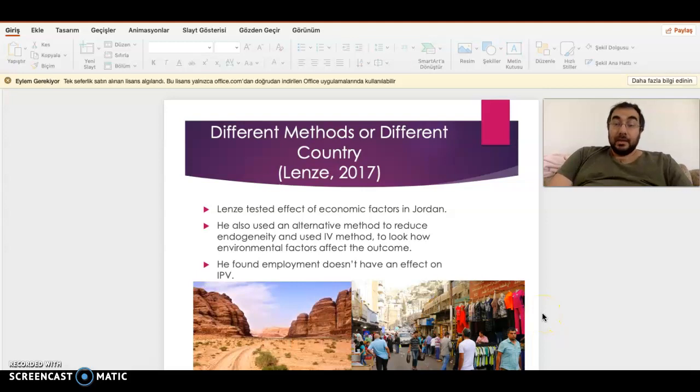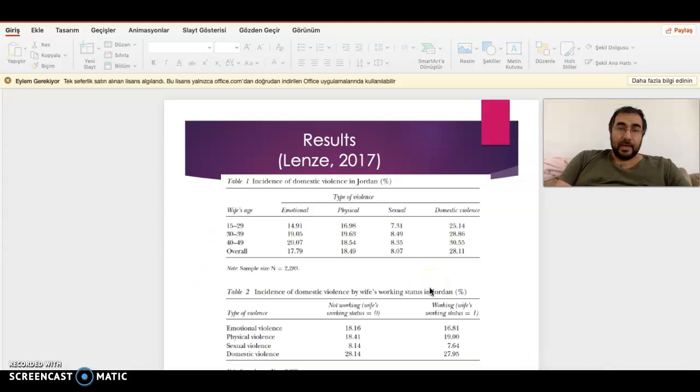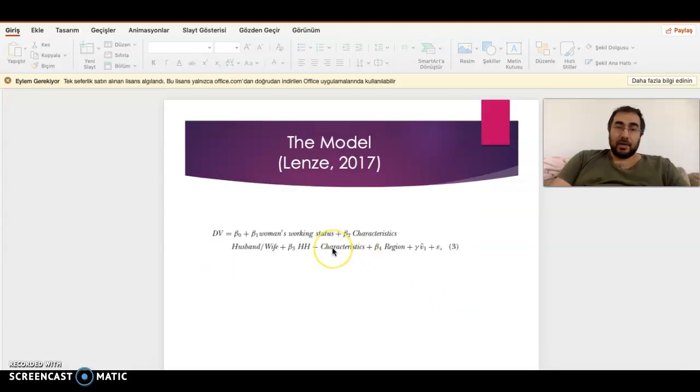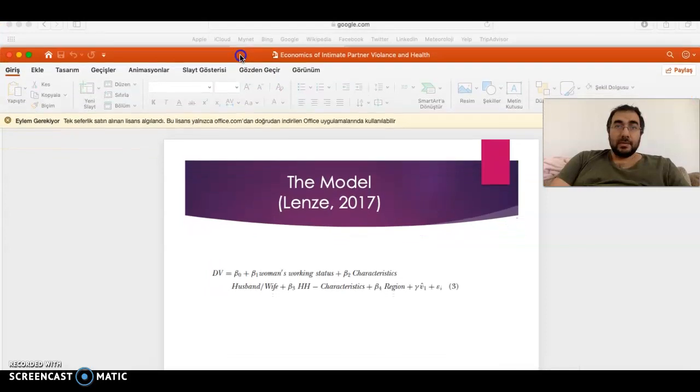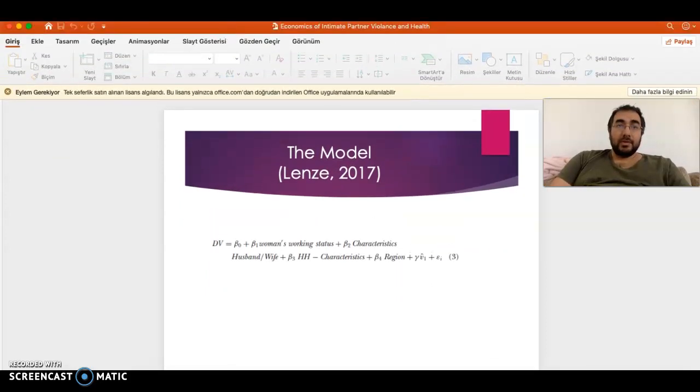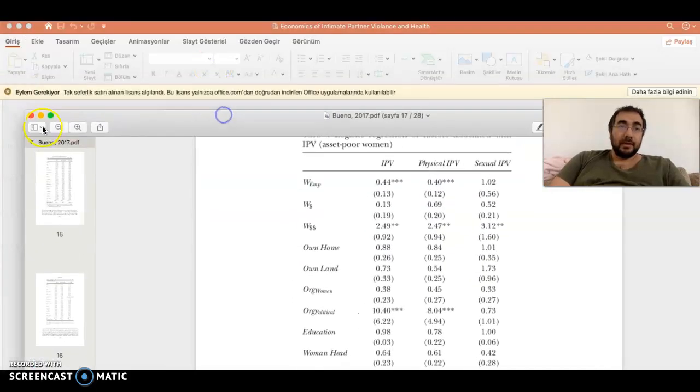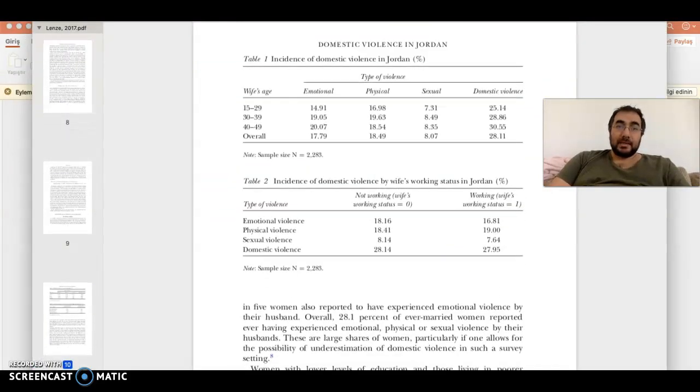Anyway, let's look at the data they had covered. Basically, that data is on the woman's working status, characteristics of husband and wife, and the household conditions, and regional conditions also. Household characteristics, basically. You will see it in more detail. Moment. This is the Bueno article. Where is my Lenze article? Let me close the Bueno article, by the way. This was the first article. And then, yes, the Lenze article.